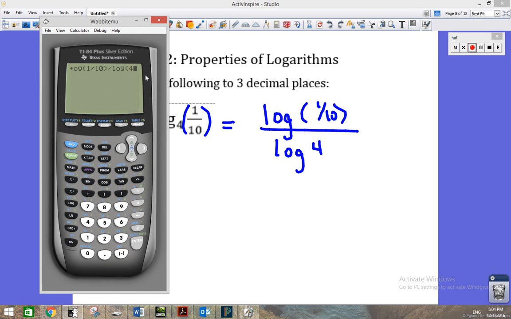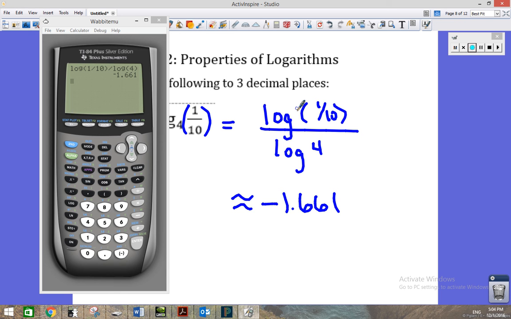And like I say, it's not so sensitive to closing this parenthesis because it just closes it for me. Apparently, out of habit, I usually do it anyway. And I'm getting negative 1.661. It's okay to get a negative answer.